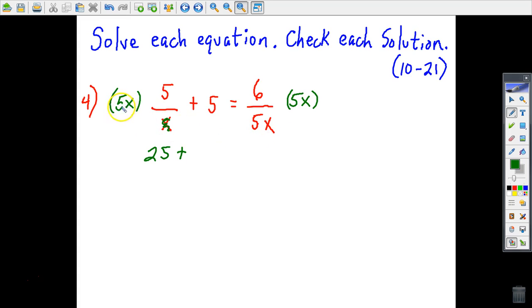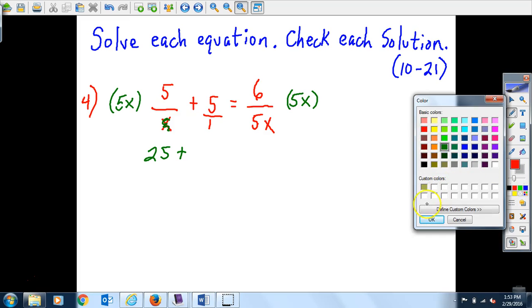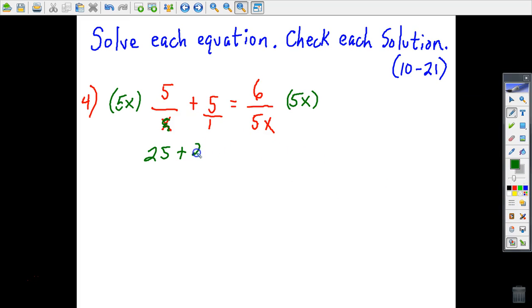You've got really two ways to think about this, but let's just be consistent and go through the same procedure. 5 really has a denominator of 1, so if I divide 1 into 5x, I get 5x, and then 5x times 5 is 25x. Or you may have just thought of, let's just multiply 5x times 5, and that is 25x. So either way. Divide 5x into 5x, that's 1. 1 times 6 is 6.